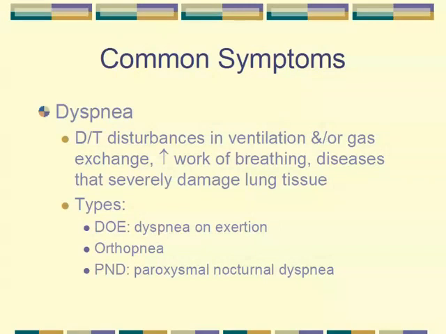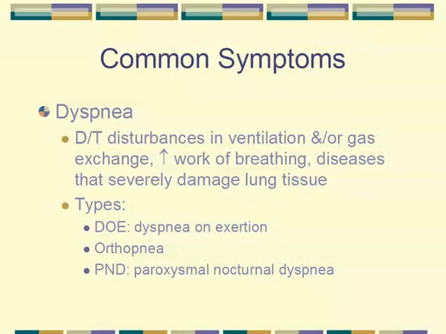Dyspnea means you don't have enough air. You're short of breath, you have air hunger, you may have labored breathing. It's often associated with diffuse and extensive pulmonary disease. Symptoms are flared nostrils and use of accessory muscles. It's due to disturbances in ventilation and or gas exchange. It increases the work of breathing, and diseases that severely damage lung tissue can cause dyspnea.